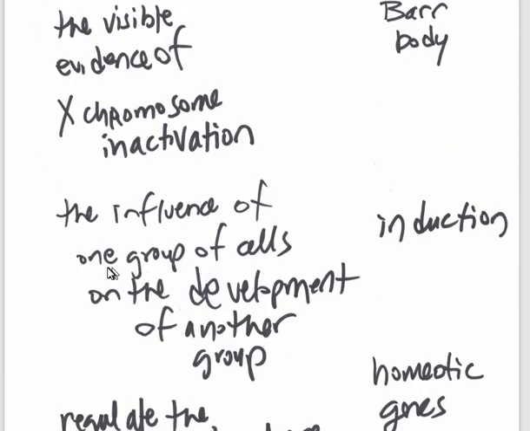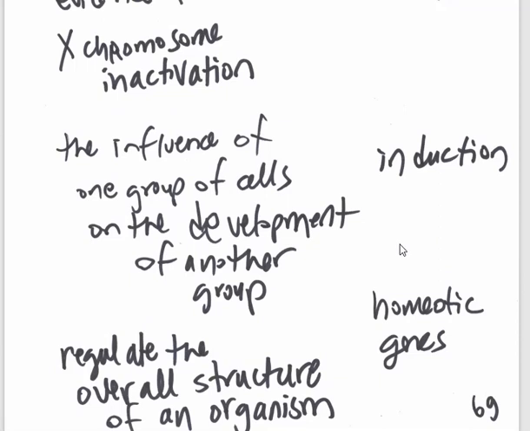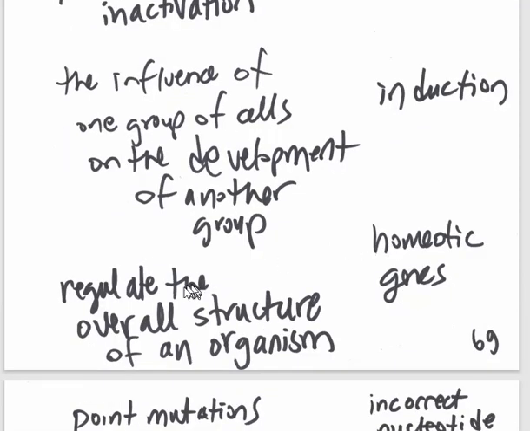During development, the influence of one group of cells on the development of another group is called this. And the overall plan of an organism, which regulate the overall structure of an organism, these genes accomplish this goal. Where is the head? Where is the body? Where are the legs?